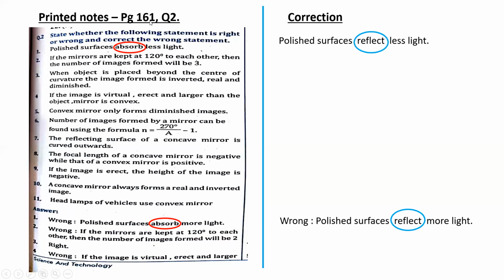Go to page 161 next. Question number 2, the first point mentioned is polished surfaces absorb less light. The correction to be made here is polished surfaces reflect less light. And similarly, in the answer, the statement is wrong. Polished surfaces reflect more light. Here, the correction again would be polished surfaces reflect more light.